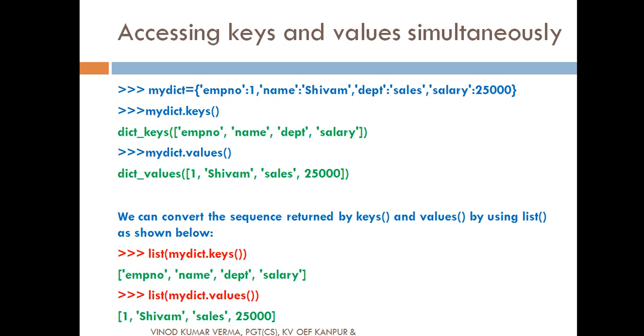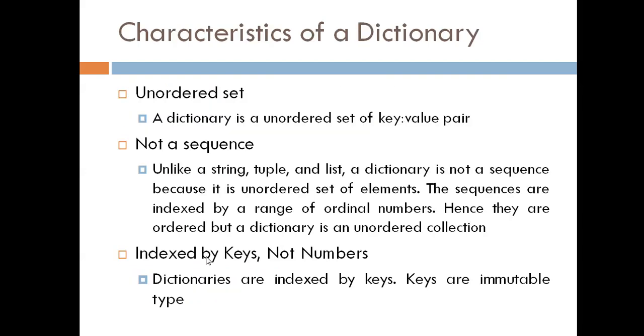Accessing keys and values simultaneously. This is what I have just shown you. Here my dict is a given dictionary, and my dict dot keys will display only keys. Keys is a keyword, values is a keyword. So if you give keys, it will only display keys. If you give values, it will only display values. We can convert the sequence returned by keys and values by using list, and that we will see.